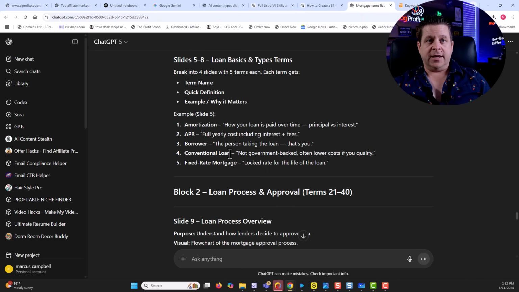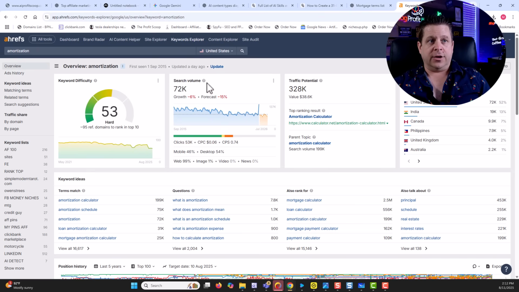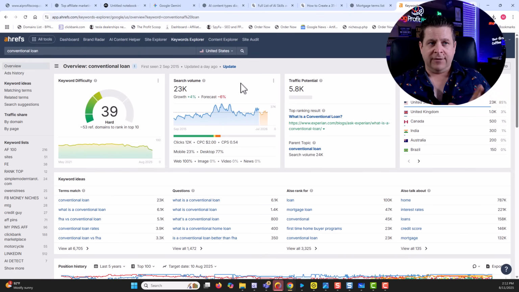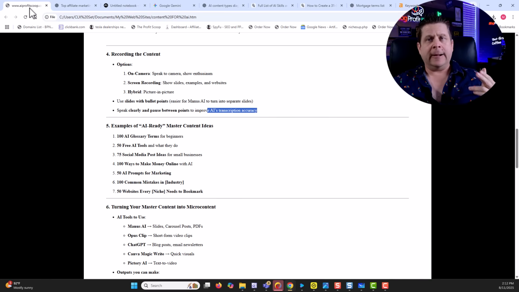When you look at all these, conventional loan, right? You're going to see, okay, all of these are based on how people search. And even though search is changing with AI, this is going to let the AIs know that you mean business. Because if you structure your content, AI is going to look at your content and be like, well, that's pretty good structured. I think that's what we want to rank. And I've seen a lot of my stuff get picked up using this method.